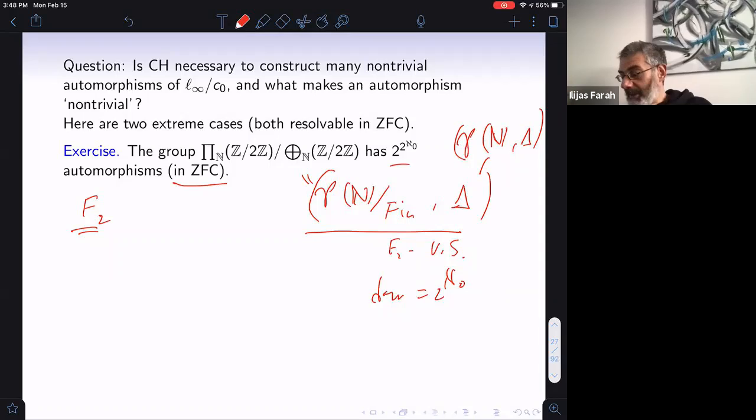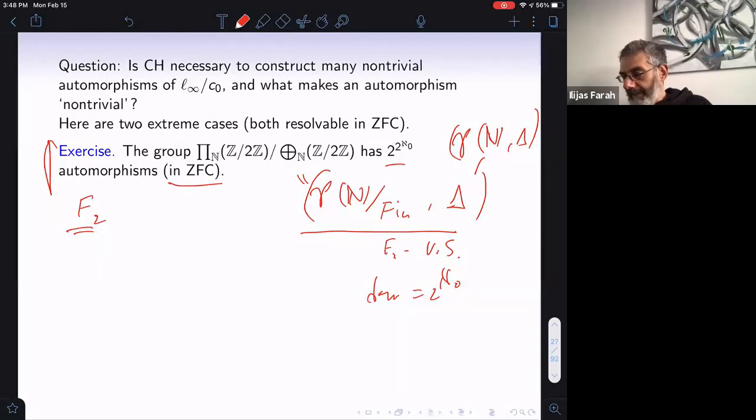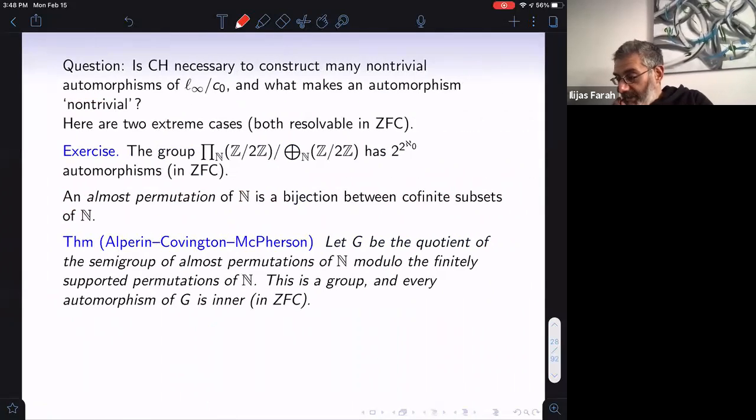Right, so the reason why I'm dwelling on this example so much is that basically here, no matter how you define non-trivial automorphism, this has non-trivial automorphisms. They're all fine. Now, the opposite situation is something that we'll come back to in a moment. An almost permutation of natural numbers is a bijection between cofinite subsets of natural numbers. So an interesting example is f of n equals n plus 1 for n in N. Right, so this is an almost permutation.